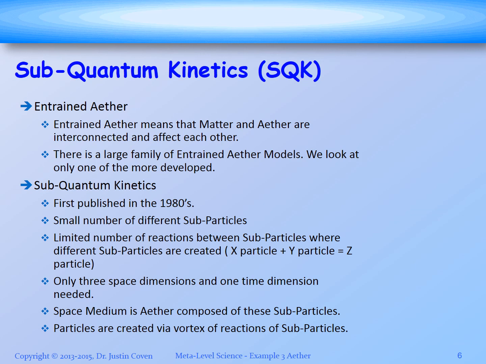We look at only one of the more developed, subquantum kinetics, which was first published in the 1980s. Within this model, there are a small number of different particles and a limited number of reactions where subparticles combine. For example, particle X and particle Y combine to create particle Z. There are only 3 dimensions and 1 time dimension needed.